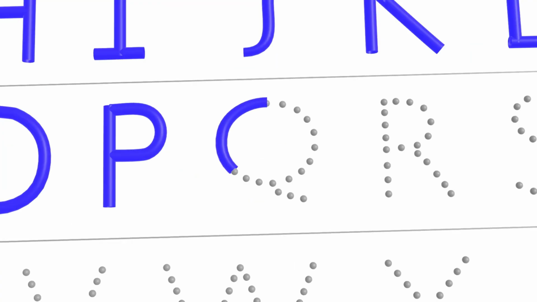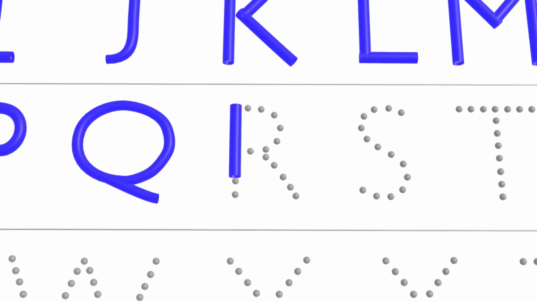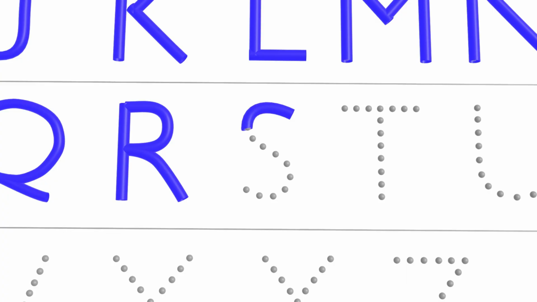Q. This is uppercase Q. R. This is uppercase R. S. This is uppercase S. T. This is uppercase T.